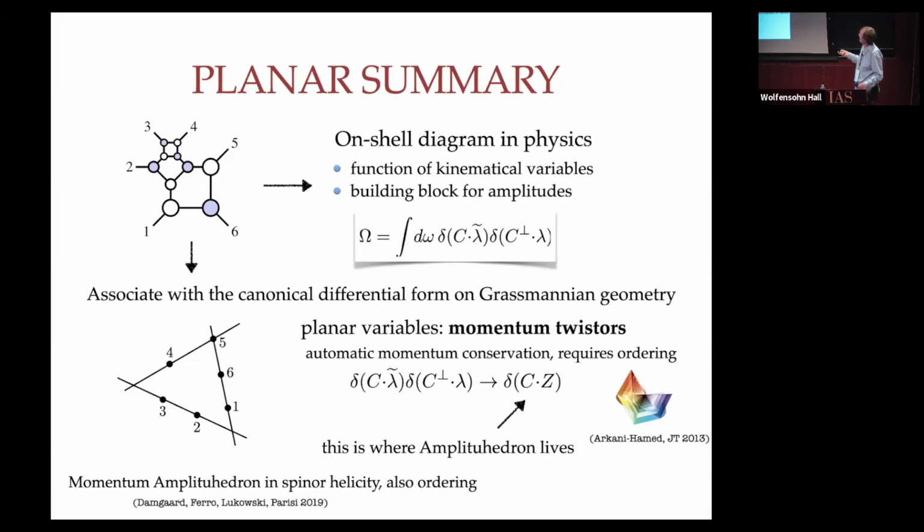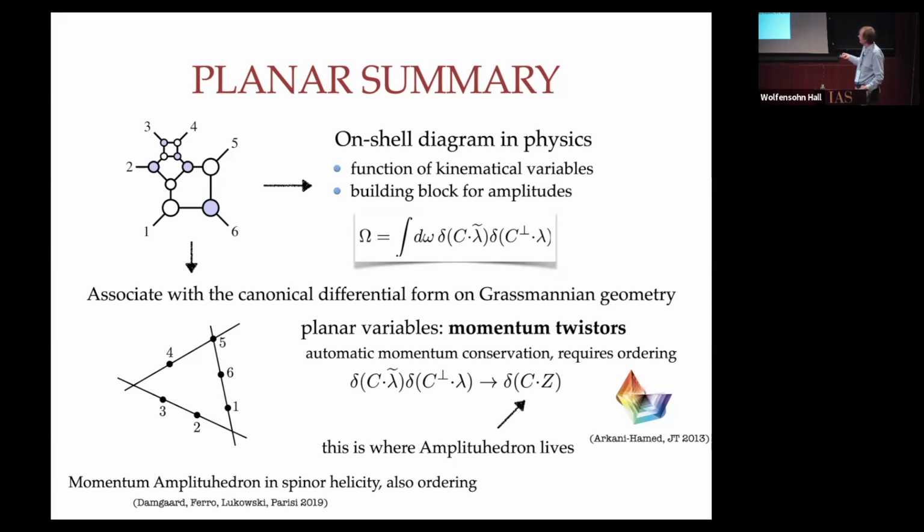Now we can go farther in the planar story beyond these diagrams. We can define new variables called momentum twistors, which trivialize momentum conservation. In these momentum twistor variables, momentum conservation is automatically implied, whereas for lambda, lambda tilde it's a constraint we have to impose. And this is exactly where the amplituhedron lives, when the collection of these on-shell diagrams glue together into some bigger object.